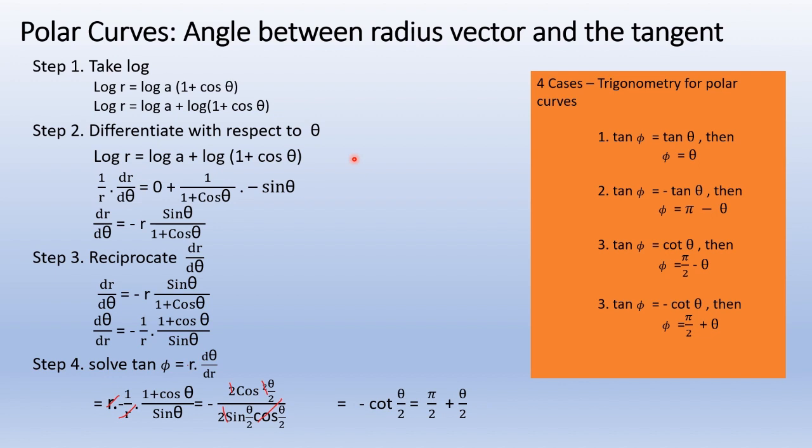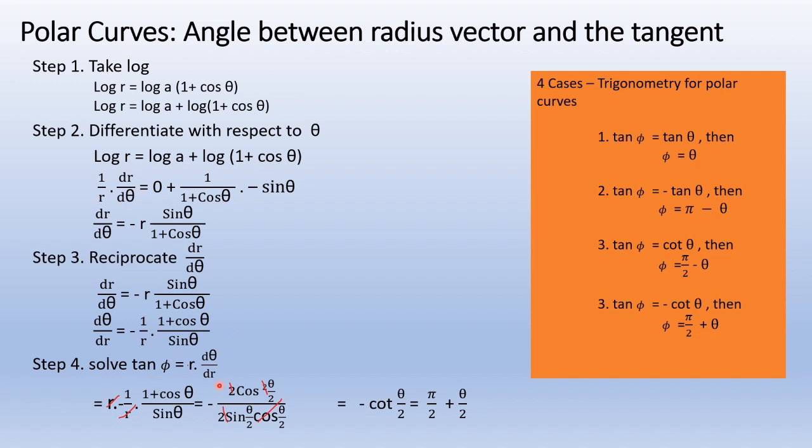Differentiating log r gives 1 by r times dr by d theta. Log a is 0, as differentiation of a constant is 0, plus differentiation of log of 1 plus cos theta is 1 by 1 plus cos theta times minus sin theta. So dr by d theta is equal to minus r sin theta by 1 plus cos theta. Step 3. Reciprocate dr by d theta. D theta by dr is equal to minus 1 by r times 1 plus cos theta by sin theta.